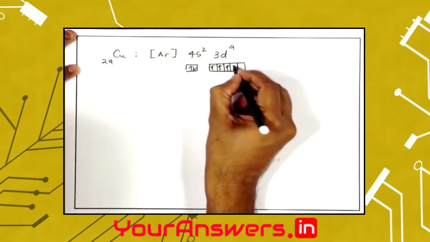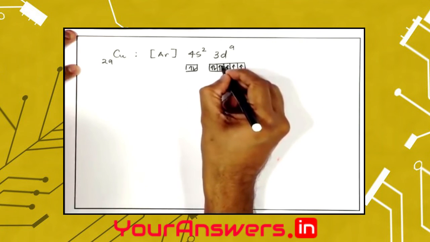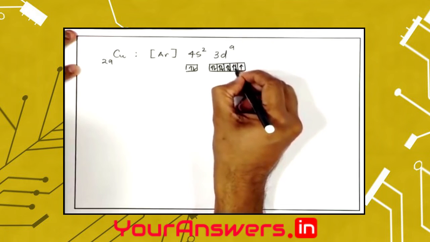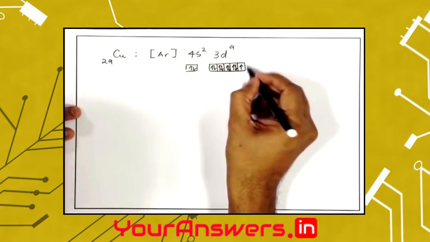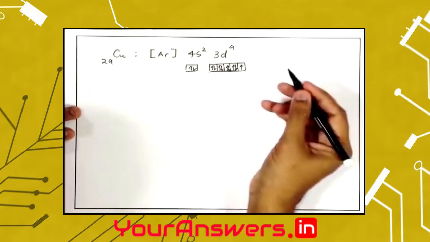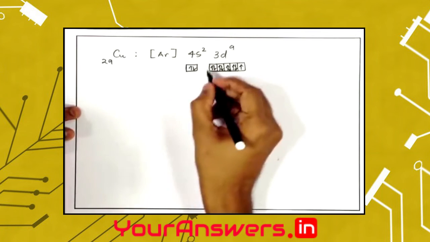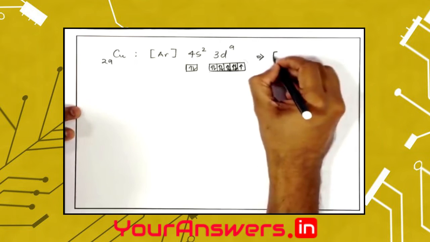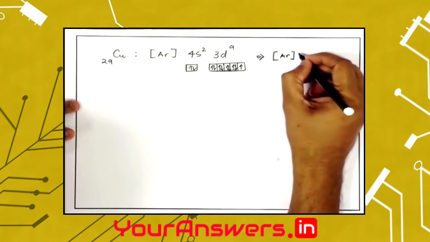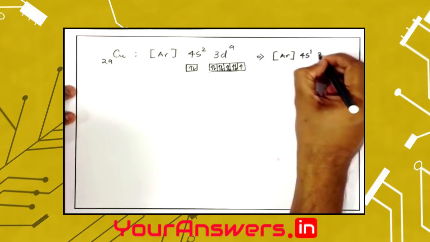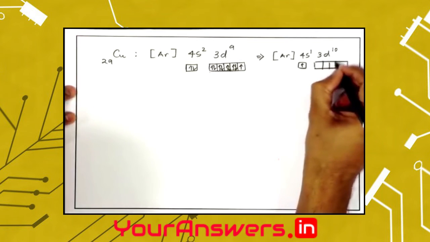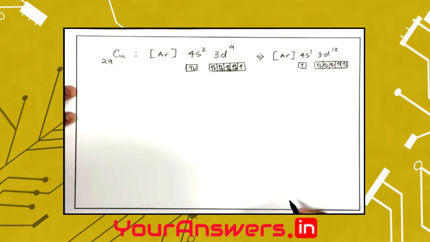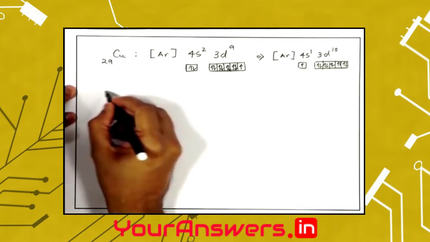1, 2, 3, 4, 5, I have 6, 7, 8, 9. Now what we see here is that only one orbital is half filled, the remaining are fully filled. So we know that both half-filled and fully filled shells are stable. So in this case, there is a change in the configuration. Copper adopts a change in the electronic configuration and goes to 4s1 3d10. And in this case, all the 3d orbitals are doubly occupied, and this is the stable configuration of copper.